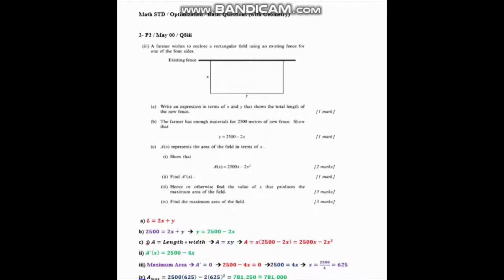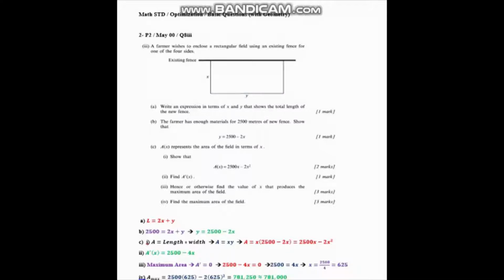So again, we are told that a farmer wishes to enclose a rectangular field using an existing fence for one of the 4 sides. So one of the sides is not included in our calculations, and we want to construct a fence around the other 3 sides. Write an expression in terms of x and y that shows the total length of the new fence. And again, like the previous question, we have x here and another x there and a y here, so the length is 2x plus y.